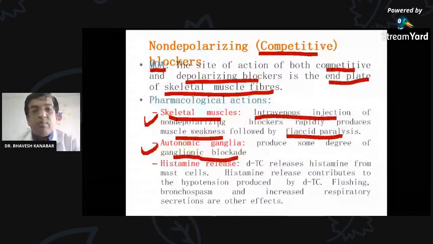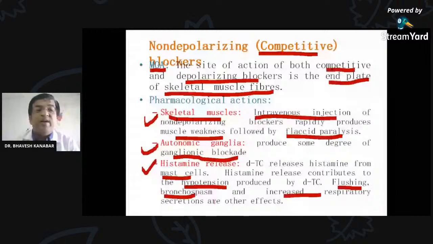So in muscle weakness and flaccid paralysis. In ganglia, ganglion blockage. Third action is on histamine release. So DTC produces histamine release from mast cells. So histamine release contributes to the hypotension. Because of the histamine, there will be hypotension and flushing as well as bronchospasm and increased respiratory secretion. So these are all side effects.